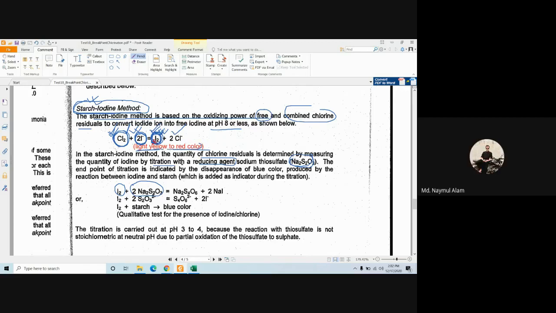Now, if you add sodium thiosulfate into the water, this will form sodium iodide and sodium complex. Is there any free iodine available like this? No, sir. Therefore, would there be any light yellow to red color? No, sir. No.